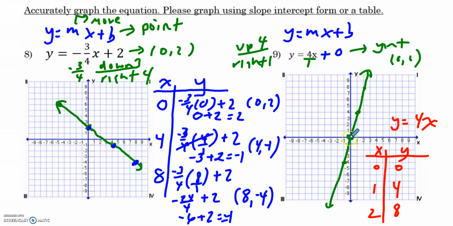So my points are 0, 0, got it. 1, 4, on there already. 2, 8, looks reasonable. Looks like all 3 points from here match here. So both methods work. We know our answer is correct.